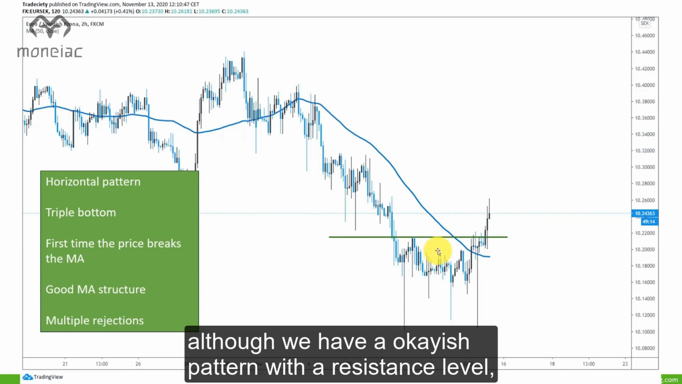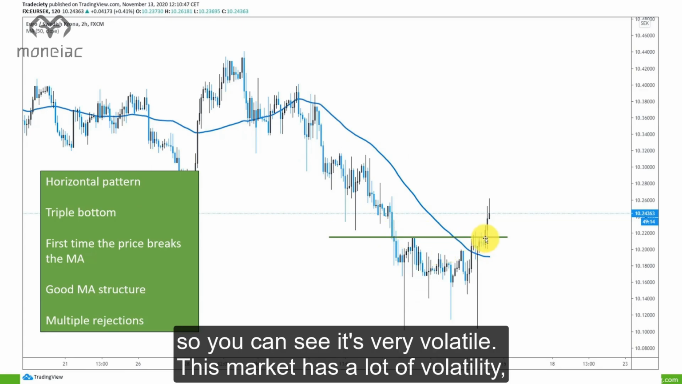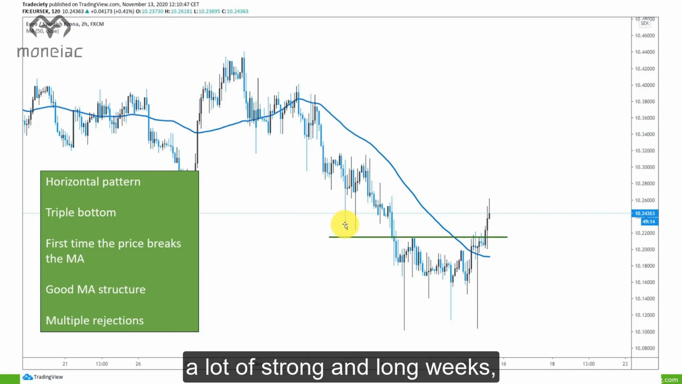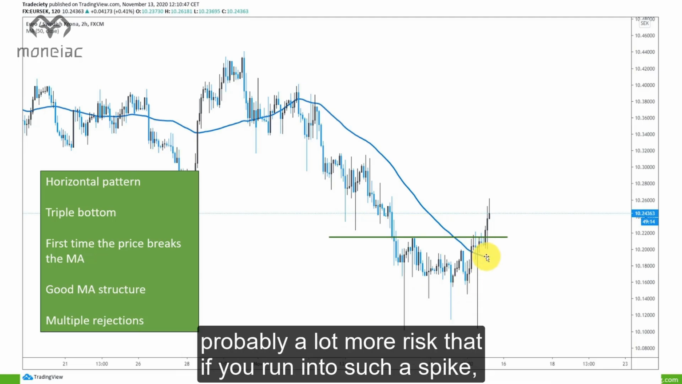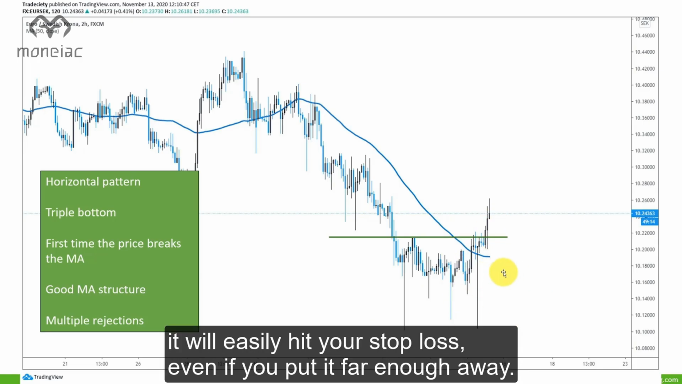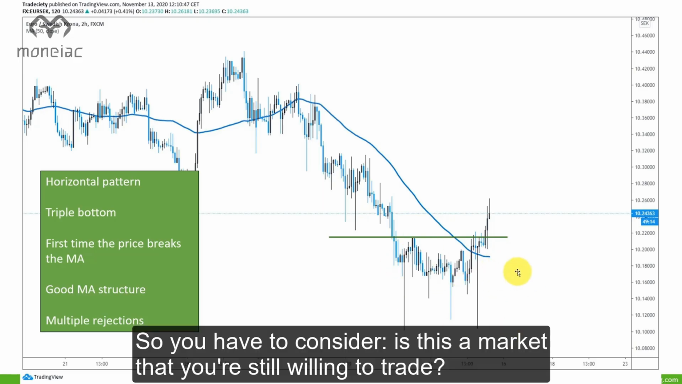Although we have an okay-ish pattern with resistance levels, you can see it's very volatile. This market has a lot of volatility, a lot of strong and long wicks, which for some traders may not be ideal to trade, because it means that there's probably a lot more risk that if you run into such a spike, it will easily hit your stop loss, even if you put it far enough away. So you have to consider, is this a market that you're still willing to trade?